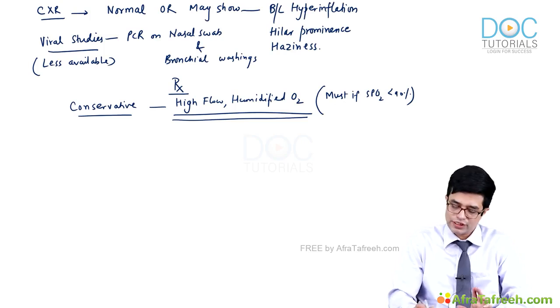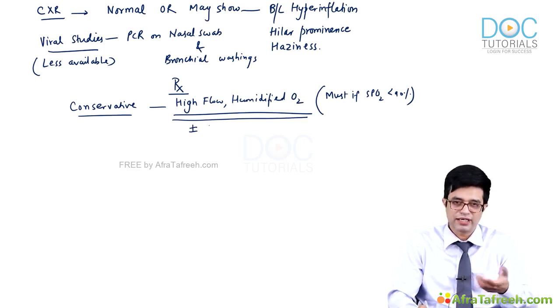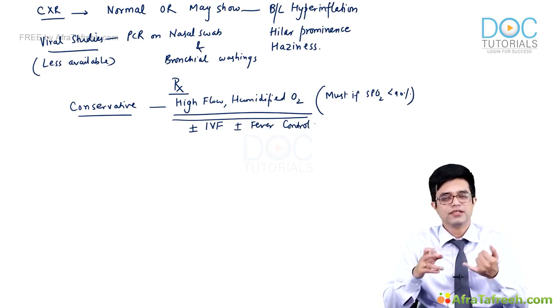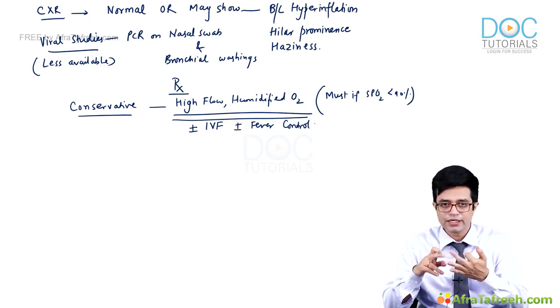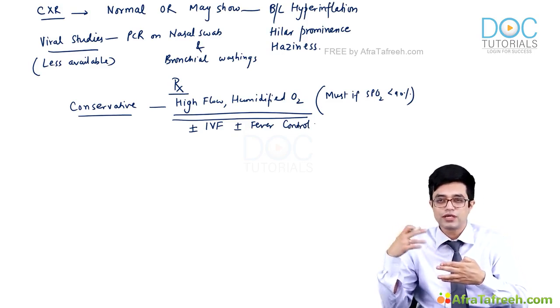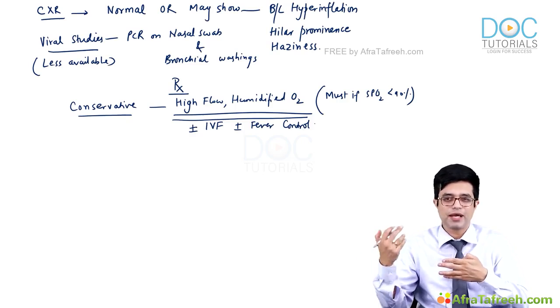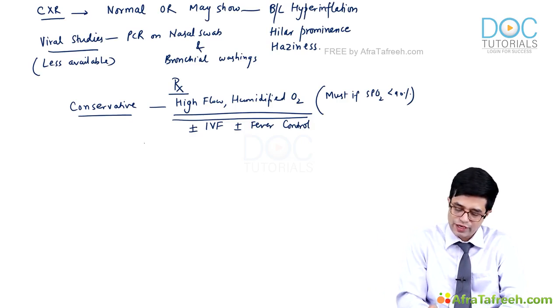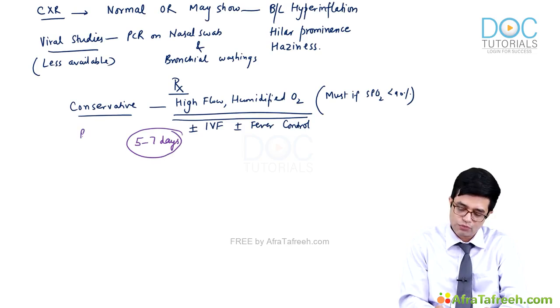So high flow humidified oxygen, and if the respiratory rate is very high, you will give IV fluids for some time, you will do fever control in case the patient is having fever, etc. So conservative management. There is no role of steroids, no role of antibiotics, no role of short-acting beta agonists, no role of Montelukast or tiotropium bromide, ipratropium bromide, etc. So it is a conservative management. Most of the children improve within 5 to 7 days. So there is spontaneous recovery occurring in most children in 5 to 7 days.